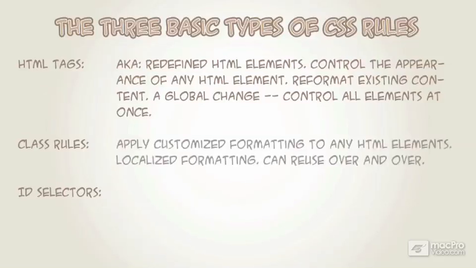Class rules. They're almost the opposite to HTML tags. We can apply customized formatting to any HTML element. However, it's localized formatting. So maybe I'm in a situation where I don't want to reformat all the tables on my page. I only want to reformat the first table, or maybe the second table, right? Something like that. Or I don't want to control all paragraphs. I just want to control this one over here, and that one over there, and this one down at the bottom, that sort of thing. So that's what I mean by localized formatting. I hope that works for you.